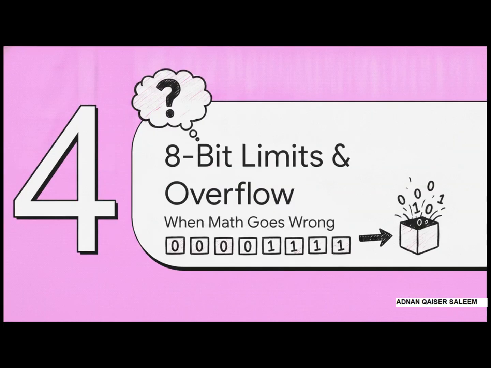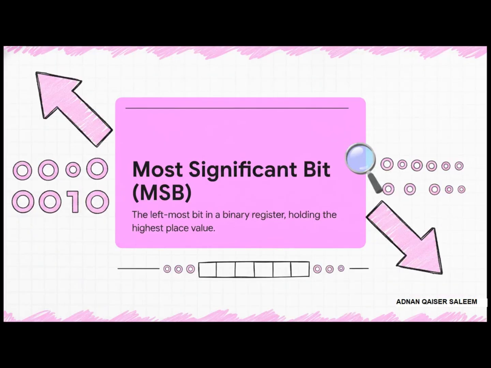Part 4, 8-bit limits and overflow, or what happens when math goes totally wrong. So, what happens when we simply run out of room in our fixed 8-bit storage? Cambridge examiners absolutely love testing you on this.